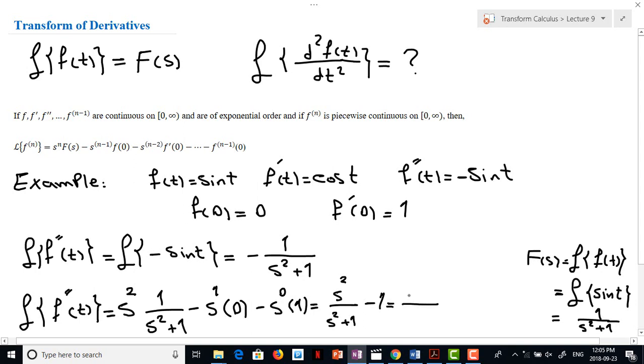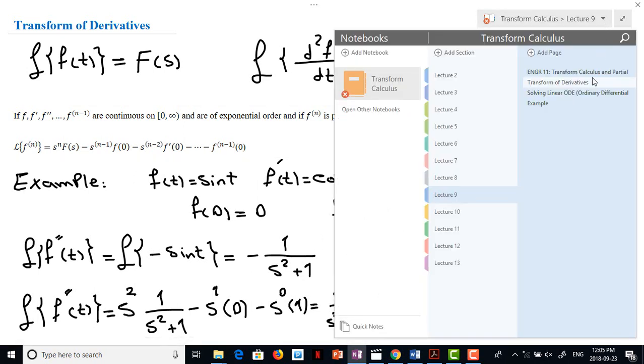So in fact it is equal to minus 1 divided by s squared plus 1. So you can see that we ended up with the same result. As a result, we could check validity of this definition, transform of derivatives. But as I already said, we want to use transform of derivatives for solving ordinary differential equations.